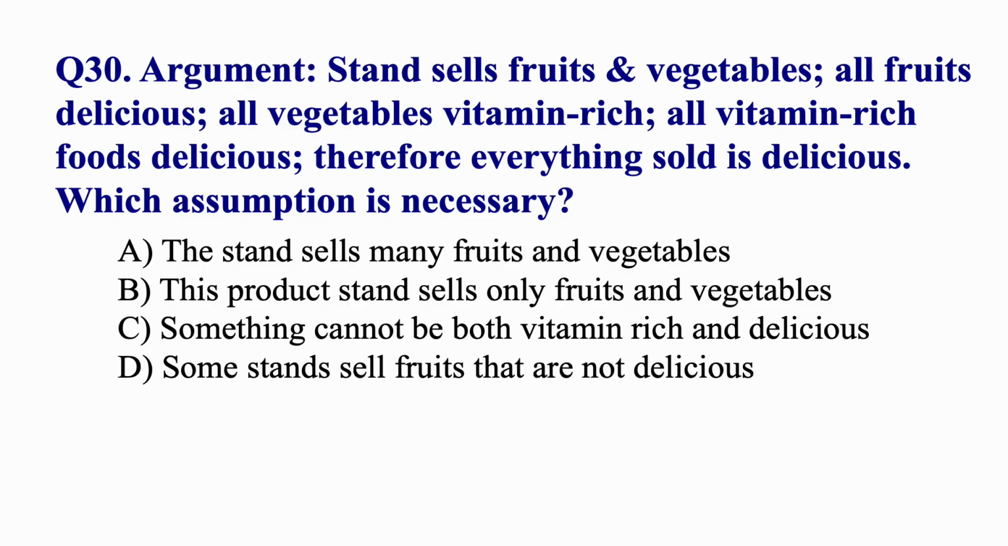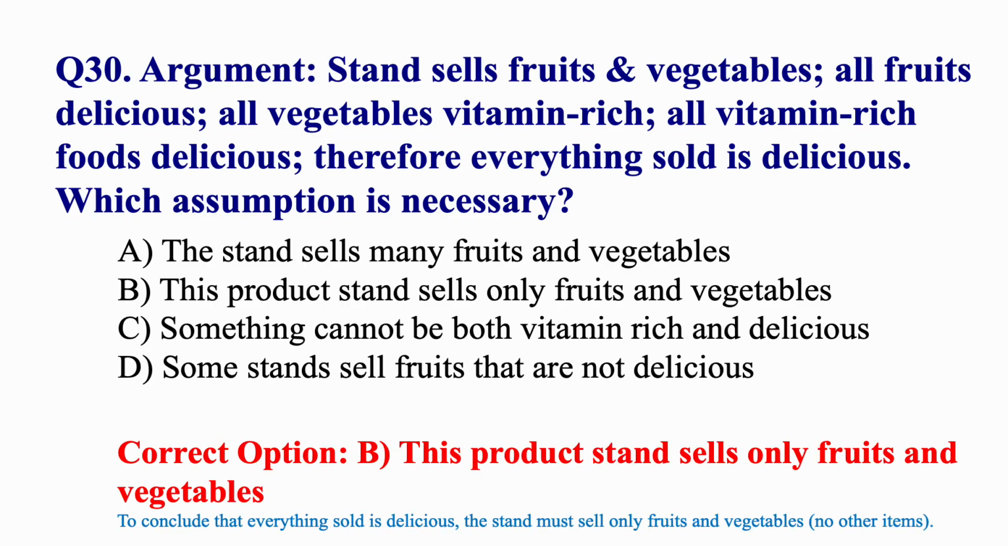Argument: A stand sells fruits and vegetables. All fruits are delicious. All vegetables are vitamin rich. All vitamin rich foods are delicious. Therefore, everything sold is delicious. Which assumption is necessary? This product stand sells only fruits and vegetables.